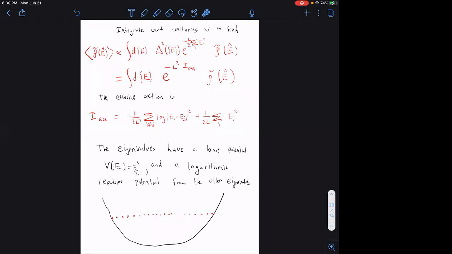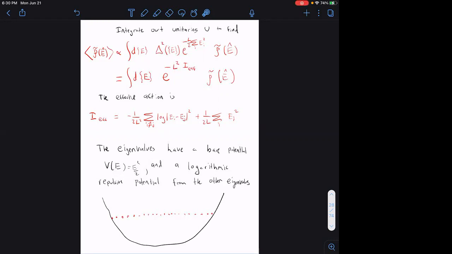The Vandermonde in this effective potential contributes a pairwise, logarithmic repulsive potential between each eigenvalue. And just very briefly, you can notice that we have a sum over L terms here divided by L, so this is of order 1 in L. This is a sum over L squared terms divided by L squared, so this is order 1 in L. So altogether, the effective action scales like L to the 0. And we have this factor of L squared up front. That's going to be important in a moment.